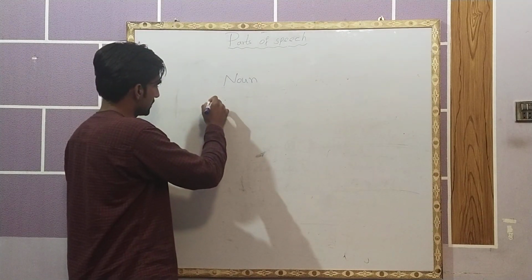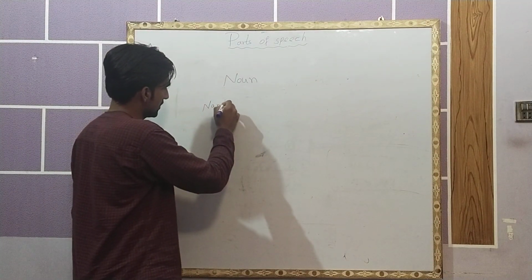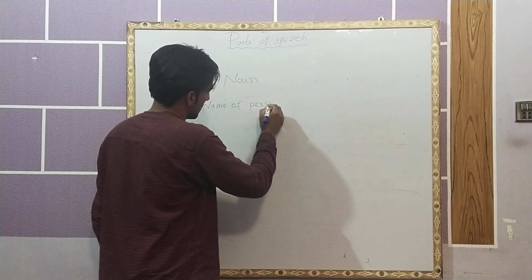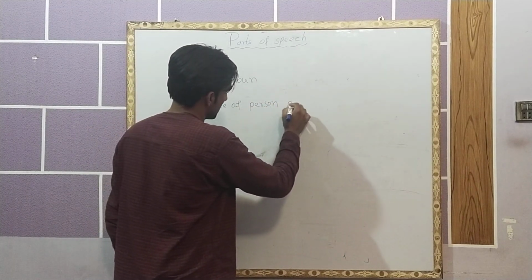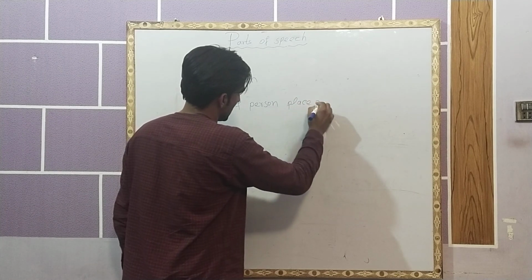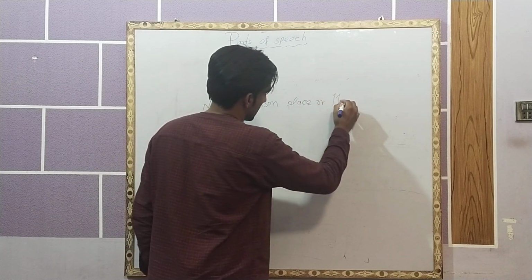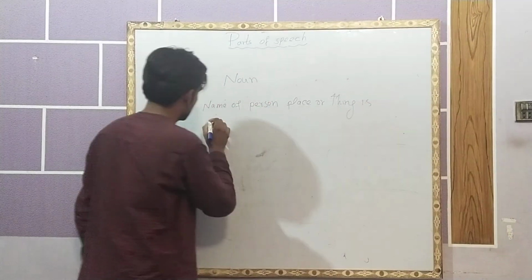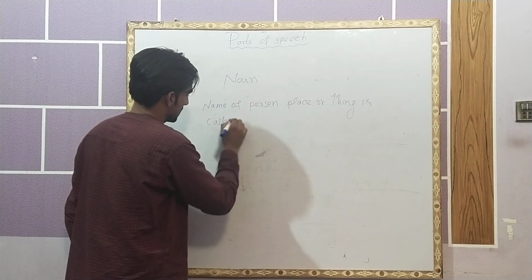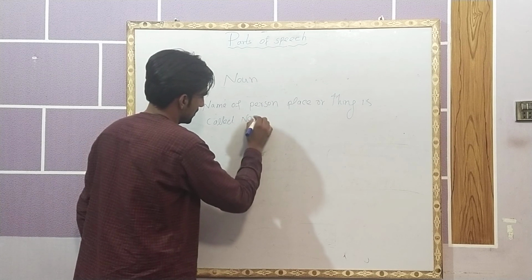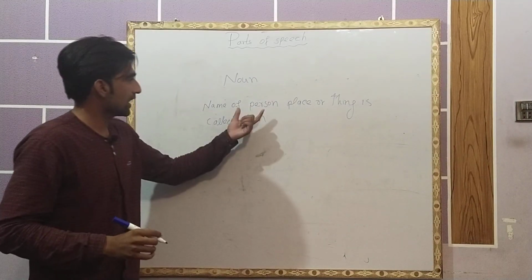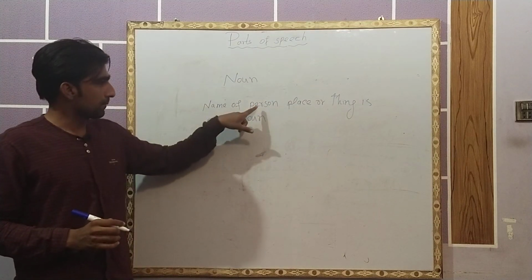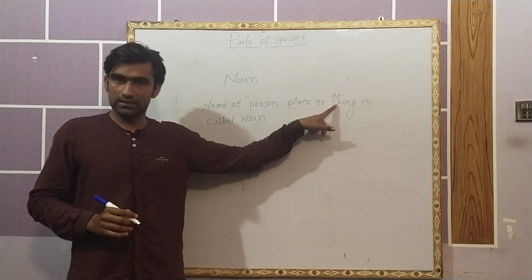You can note that the name of a person, place or thing is called a noun. So here are three things which you have to understand: person, place or thing.